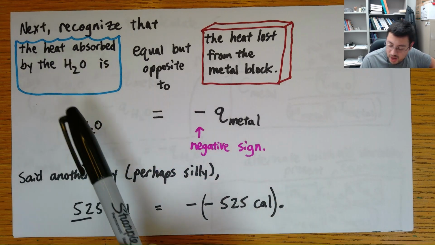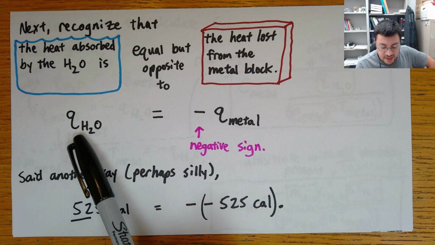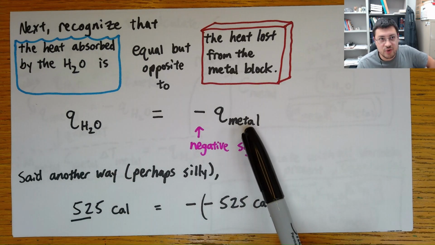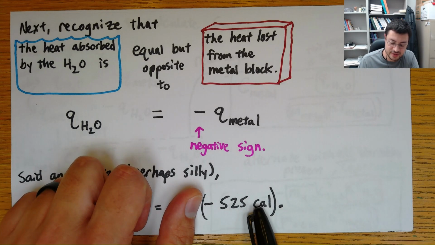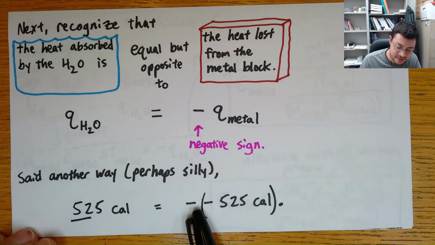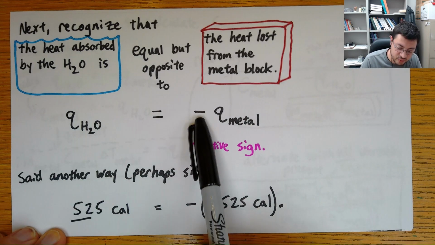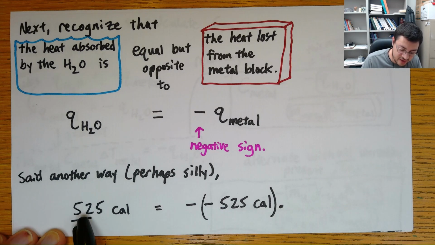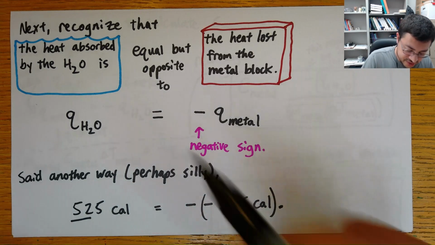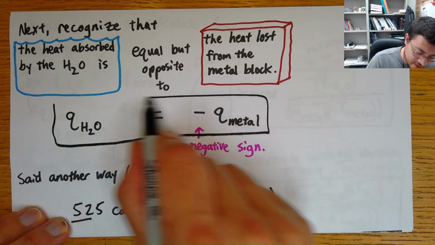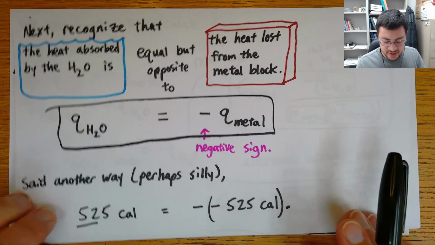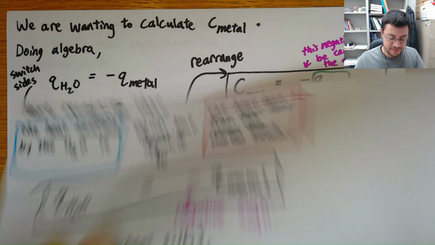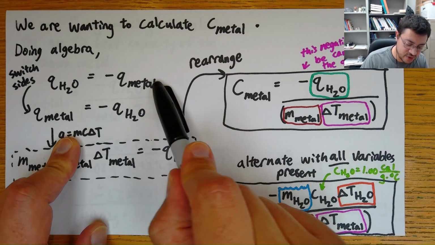This water gained 525 calories. The block lost 525 calories. So you can think of it as having gained negative 525 calories. To make these two sides mathematically equal, I need to put a negative sign for whatever's there. And then we can say 525 is equal to 525. This relationship for the flow of heat from one object to another is equal but opposite. We're going to take advantage of this to now go to the page I was talking about earlier, right here. That's where I got that from.